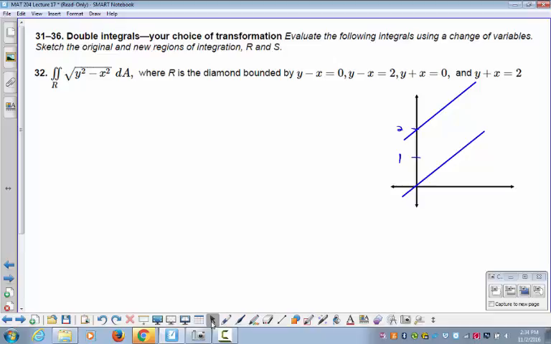So those are the first two equations, y minus x equals 0. Maybe I'll label them over here too. So y minus x equals 0. And this is hinting at a substitution right away. It's hinting at, hey, let u be y minus x, and then u will go from 0 to 2. And then over here, we have x plus y equals 0, so that's y equals negative x. I have to extend that.